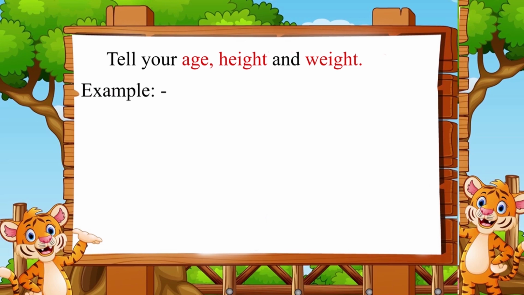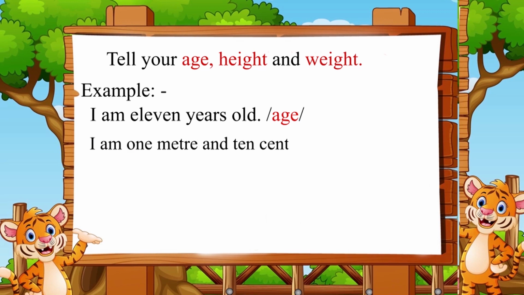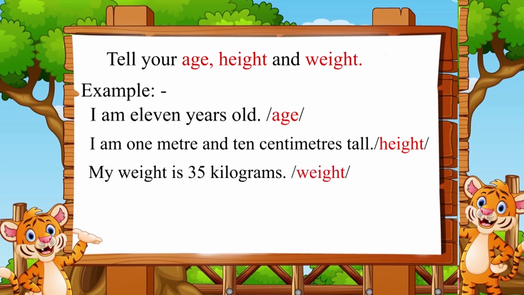For example, when you want to tell your age, you can say, I am 11 years old. When you want to tell your height, you can say, I am 1 meter and 10 centimeters tall. Or you can say, I am 70 centimeters tall. When you want to tell your weight, you can say, my weight is 35 kilograms, or my weight is 35 kilos. So, just within 20 seconds, tell me your age, height, and weight.